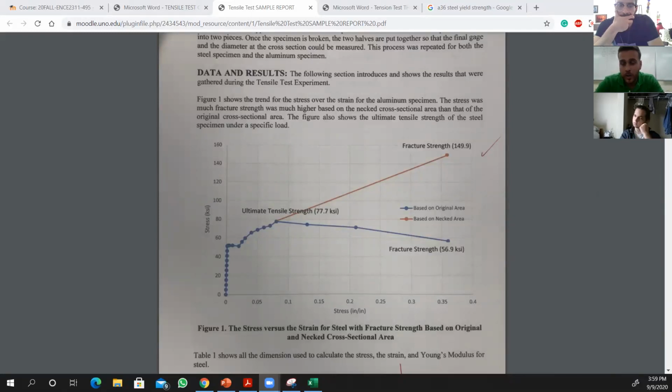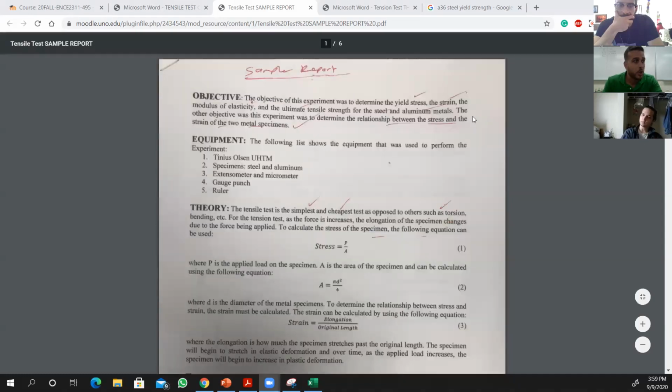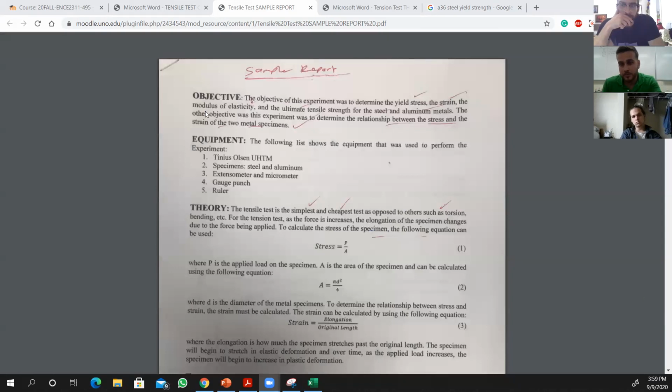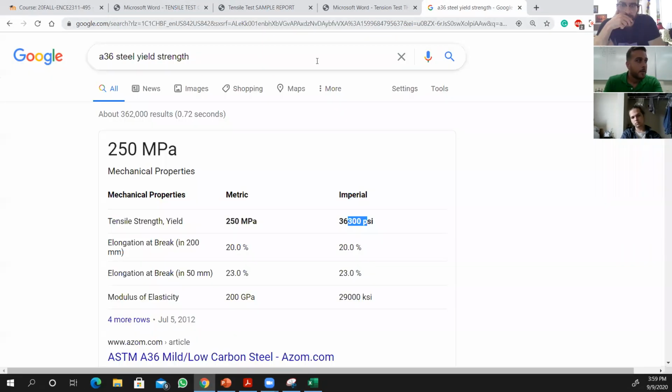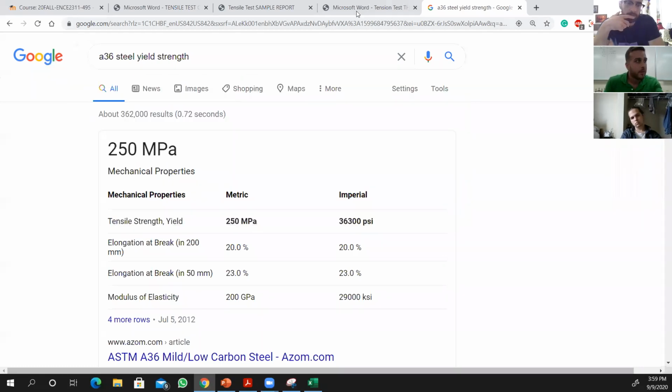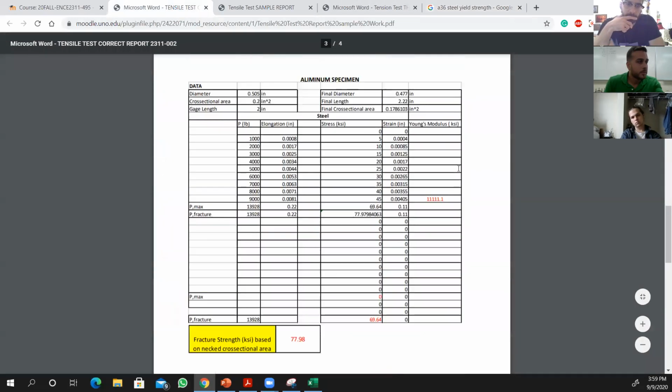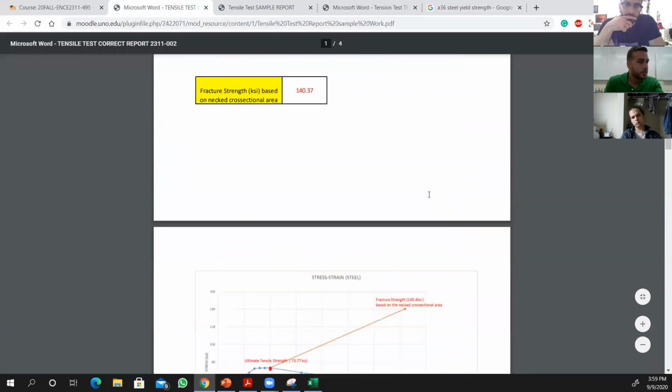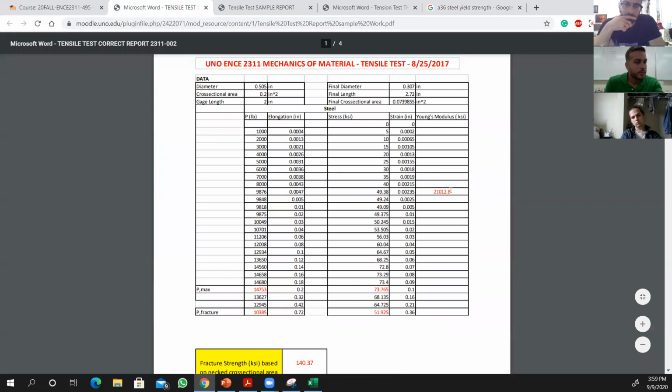Anyway, right now, what is the yield strength? Why is our objective to determine the yield strength or yield stress? Why are we looking at the strain? Why are we trying to find out the modulus of elasticity? What is the modulus of elasticity? 29,000 KSI. What did we get? This is for aluminum: 21.